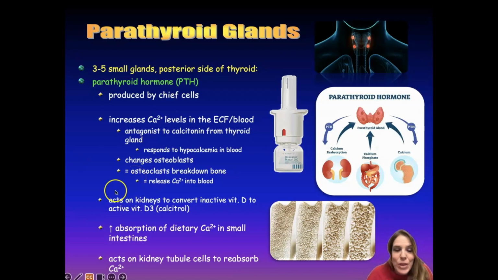Now, also, parathyroid hormone acts on kidneys. It acts on the cells of the kidneys to convert inactive vitamin D to active vitamin D, called vitamin D3, also called calcitriol. Now, you can buy vitamin D3 in any grocery store. So you probably already know that when you go outside and you're exposed to ultraviolet radiation from the sun, your skin will manufacture vitamin D. You hear it all the time.